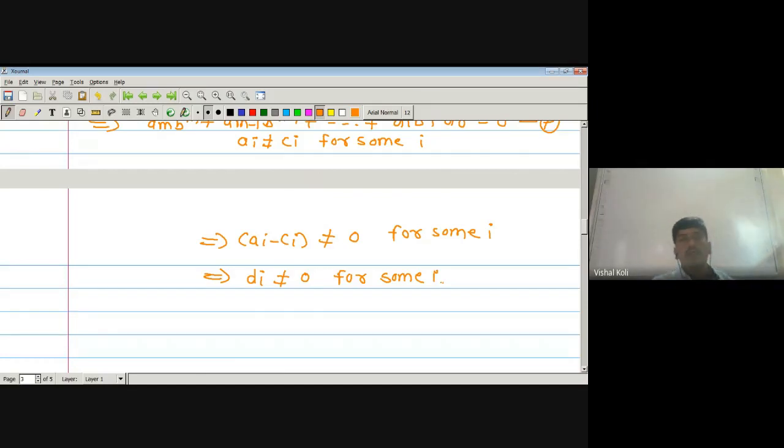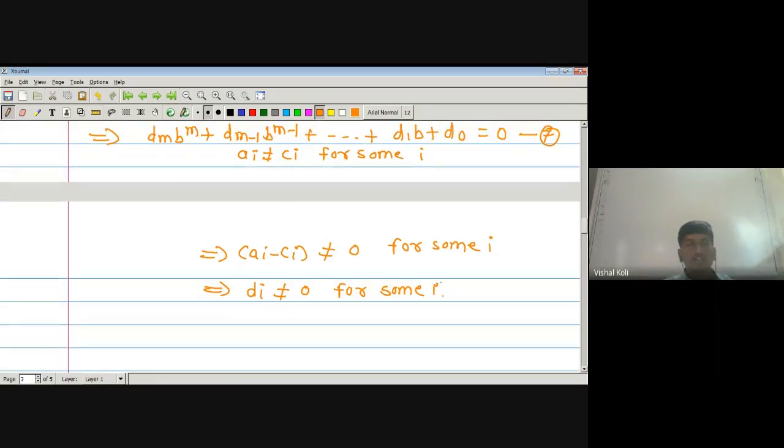As di is not equal to 0 for some i, let k be the smallest subscript such that dk is not equal to 0. Let us consider k to be the smallest subscript for which dk is not equal to 0.